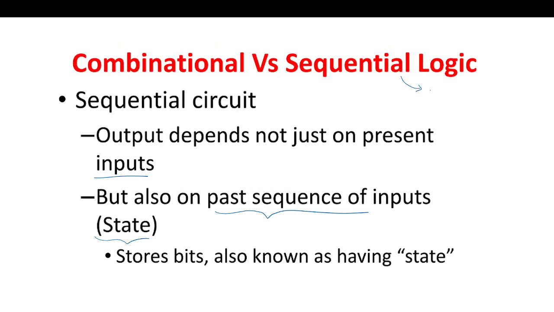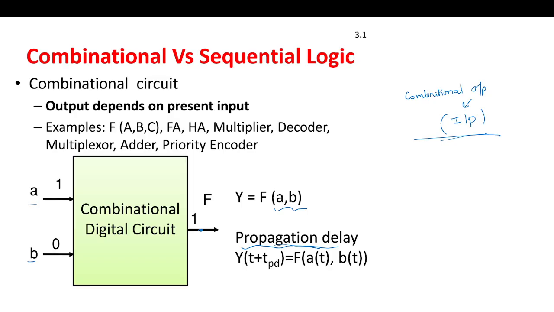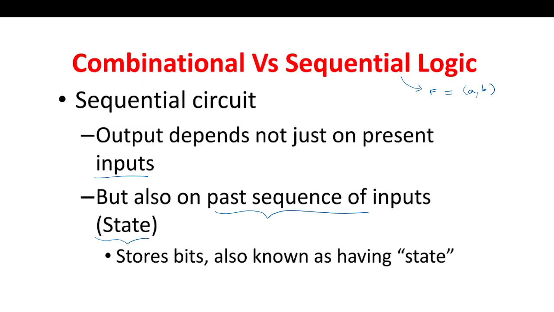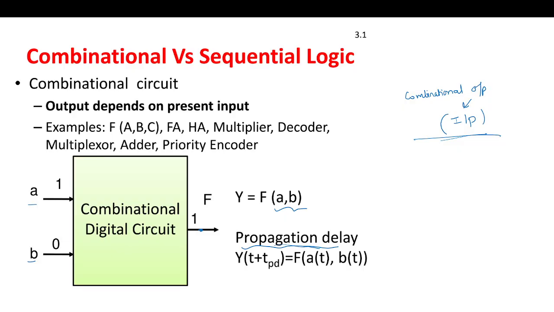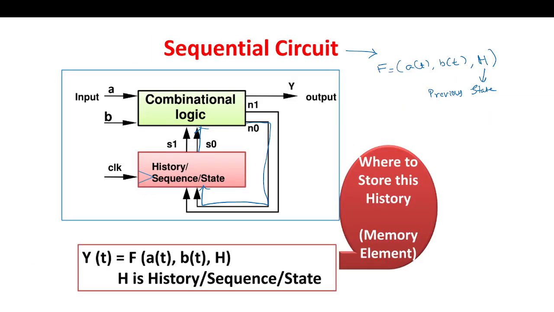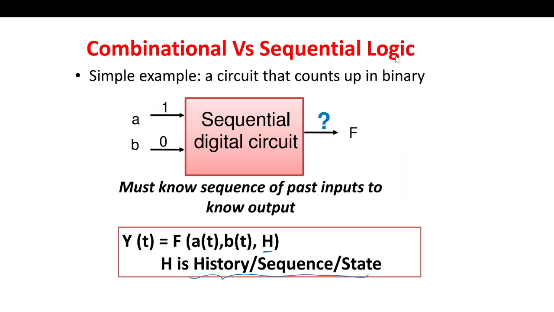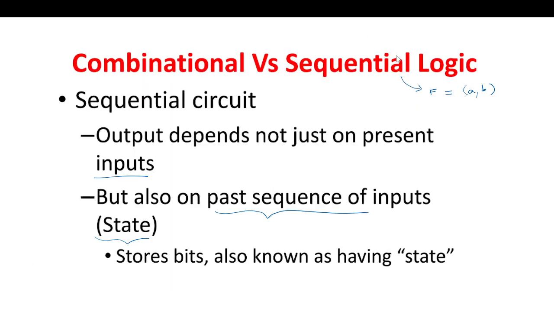Whereas for the combinational circuit, it depends just on the A and B. If this is Y, so I will take Y, and I want to write the function of, if the output is Y, then the function of A and B.